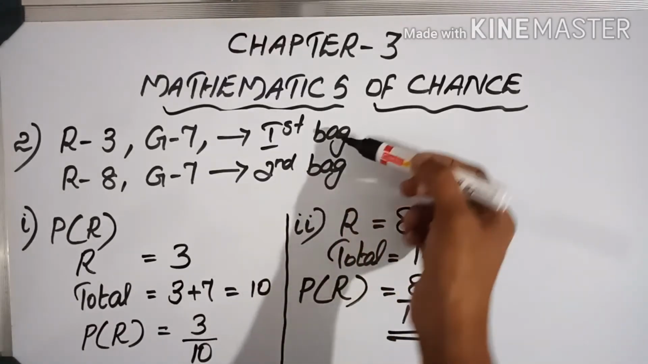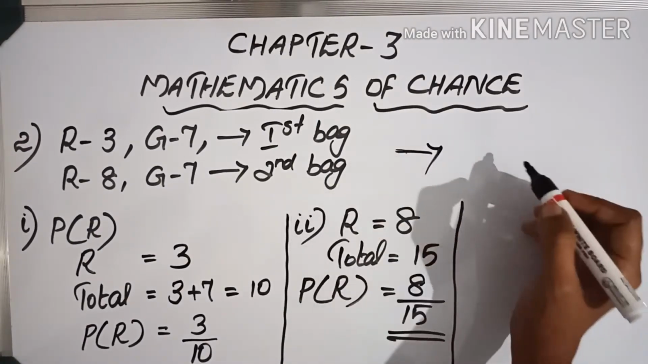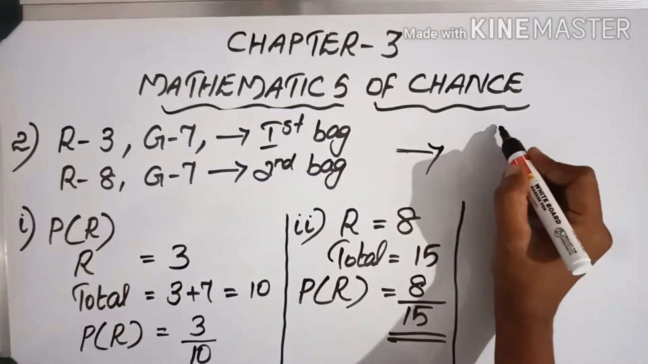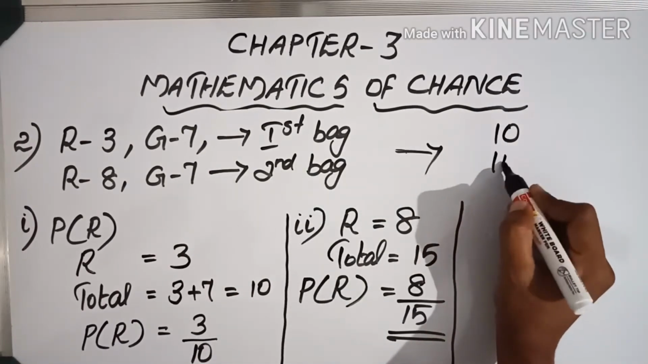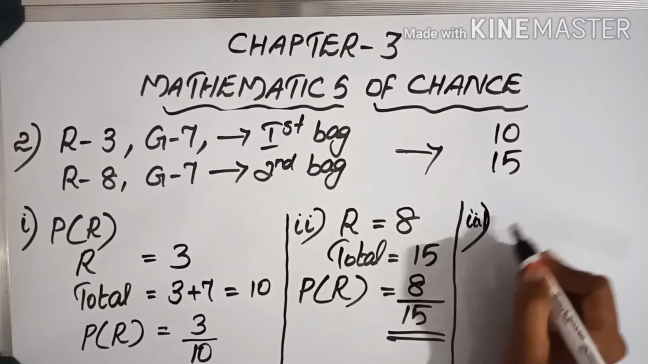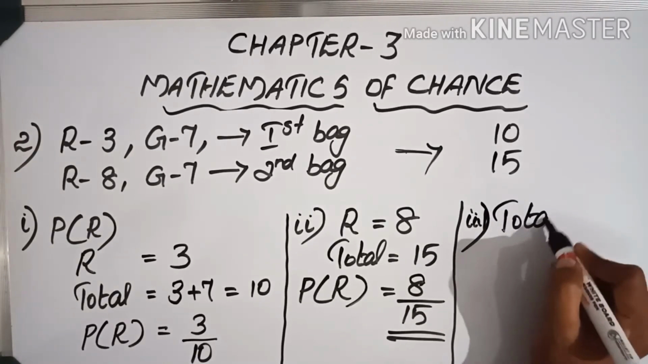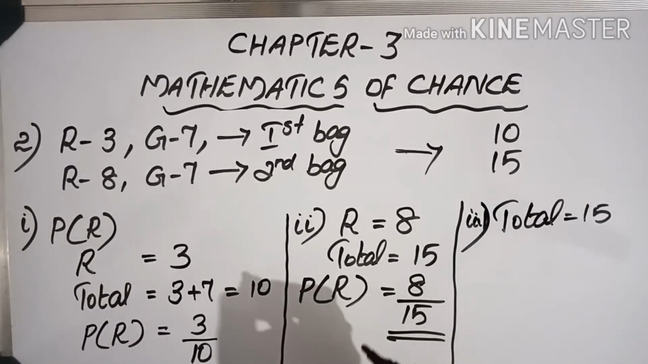If we are putting all the balls in a single bag, what will be the total? Here, for the first bag the total is 10. Now for the second bag the total is 15. So for the third sub question, the total will be 15 balls if we are putting all the bags in a single one.